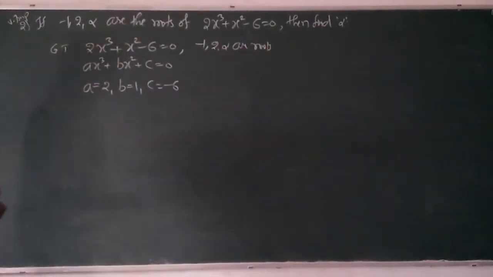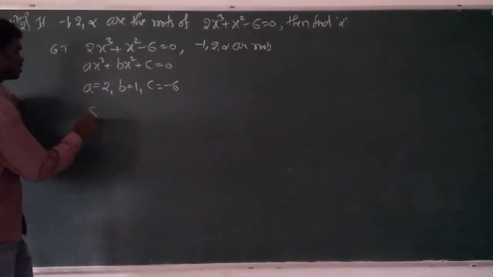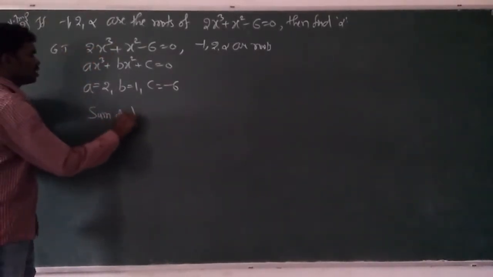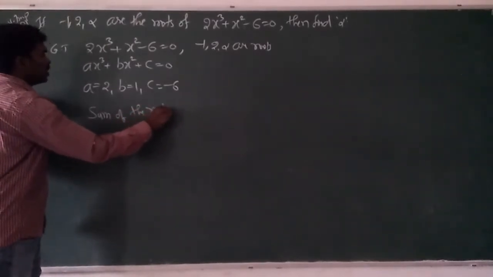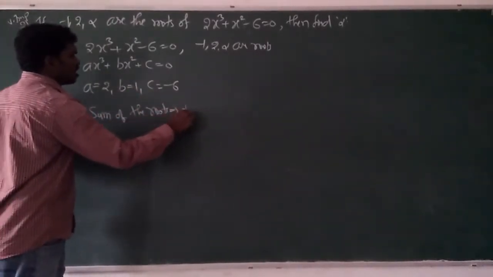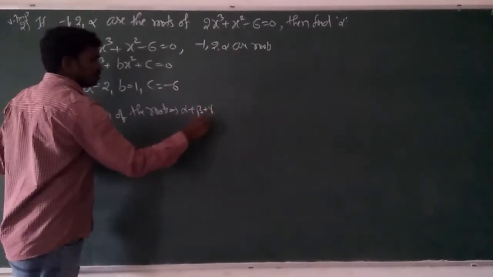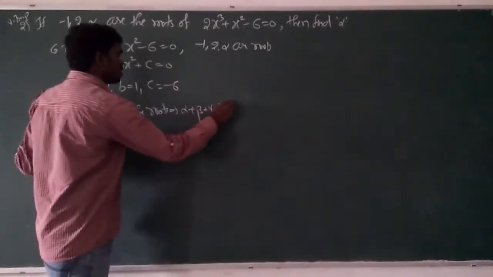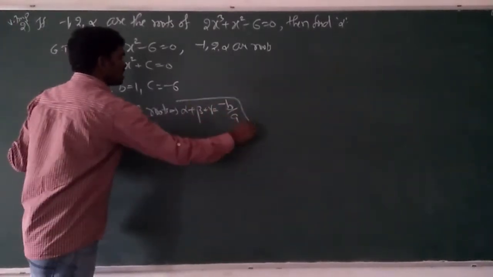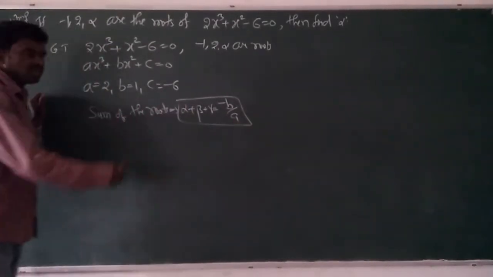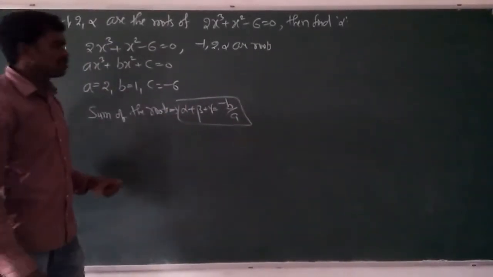So you apply the condition, sum of the roots, product of the roots. I am going to apply the sum of the roots condition. What is the sum of the roots? This is a cubic equation, so alpha plus beta plus gamma is equal to, what condition? Minus b by a. So this is the general condition.